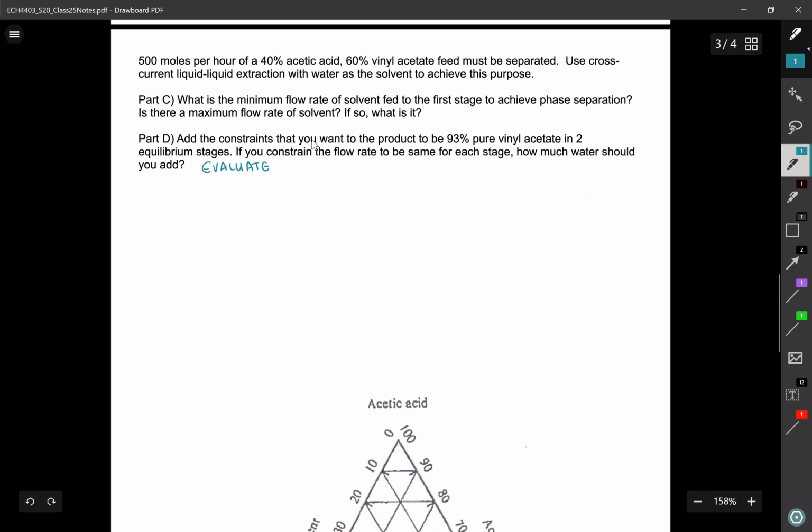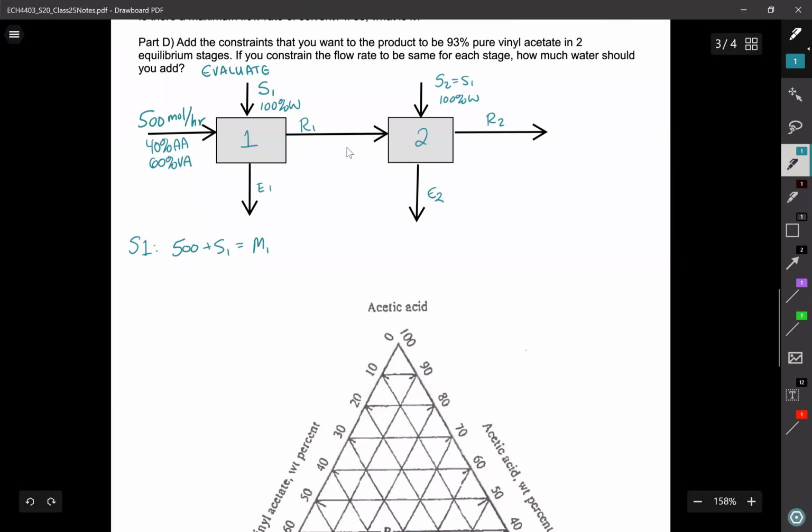I'm going to do the same, but I'm going to pause the recording. Here is my process flow diagram. I've got 2 stages. I'm feeding an unknown amount of solvent, but I do know that solvent flow rate 2 is equal to solvent flow rate 1, so I've at least constrained that.